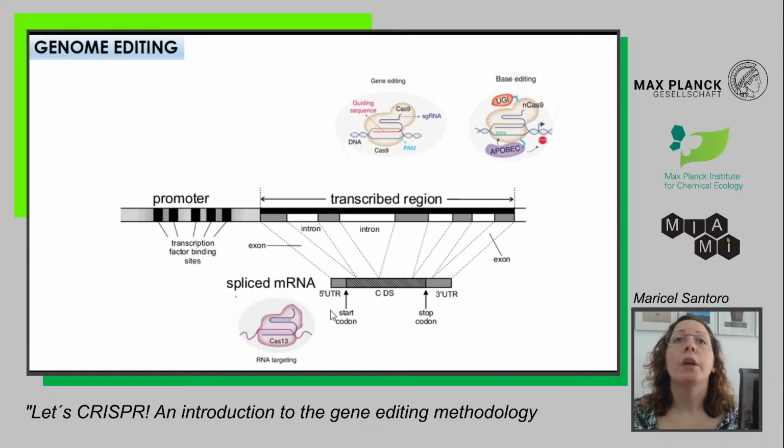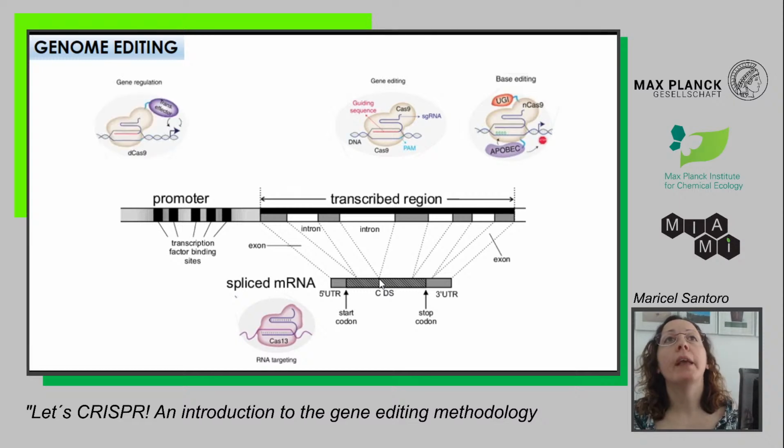Another example is that we can also modify the RNA directly using another Cas, which is Cas13. There are different Cas proteins, not just Cas9. Cas12 is also used for gene editing, for example. Another application is gene regulation. You can, for example, use a Cas9 which doesn't cut, called dead Cas9, and the effector is a protein which can activate or deactivate the promoter directly.